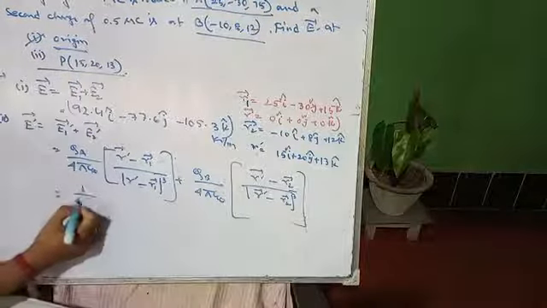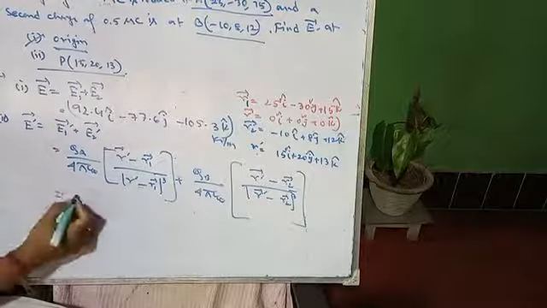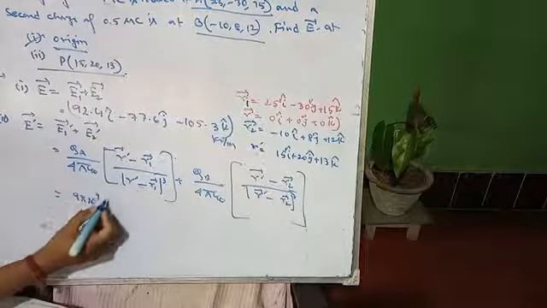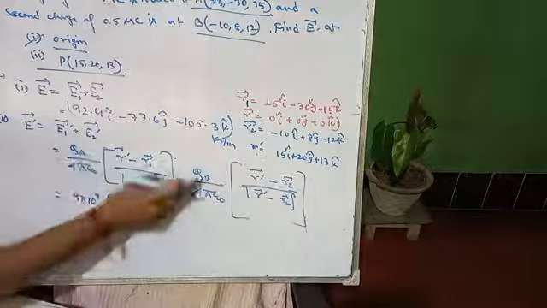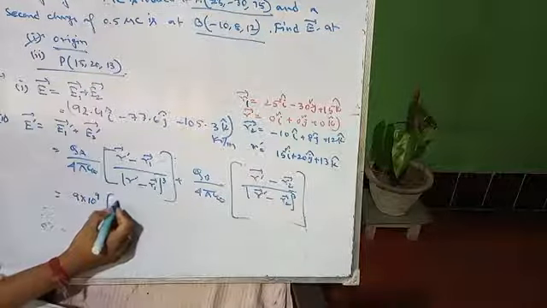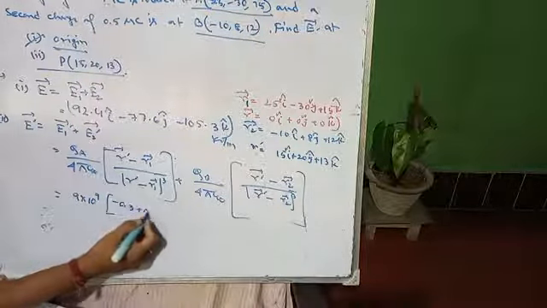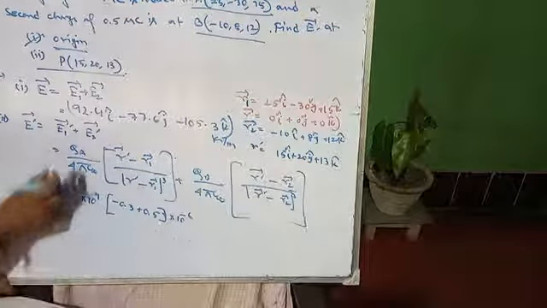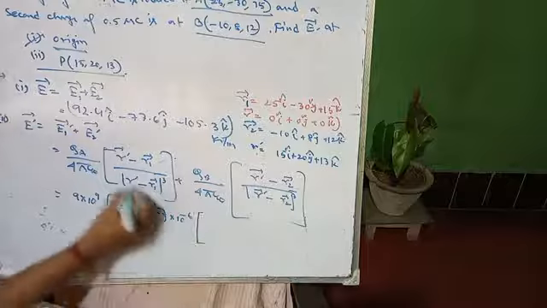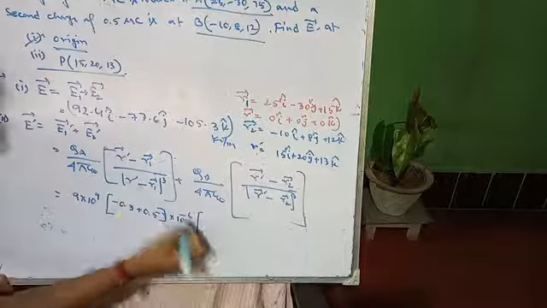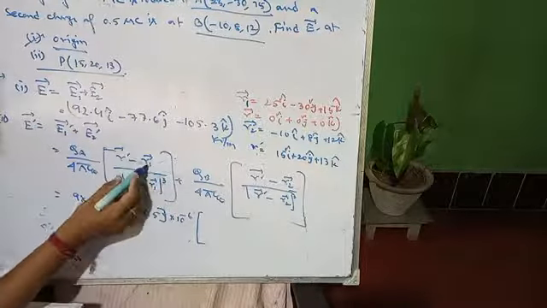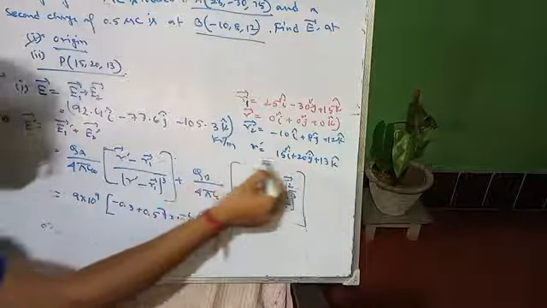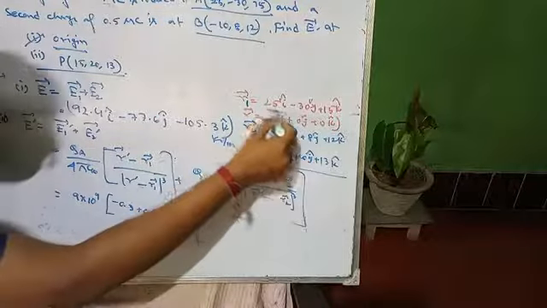So 1 by 4 pi epsilon naught, taking it outside as common, that is 9 into 10 to the 9, and your result will be QA plus QB, right? QA means what? Minus 0.3 plus 0.5 into 10 to the power minus 6, right? We are taking this as common, and ultimately you have to find the bracket part, that is R dash vector minus R1 vector. R dash vector equals this one, and R1 vector equals this one.